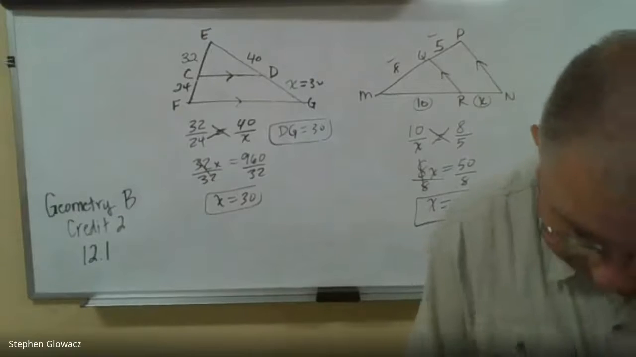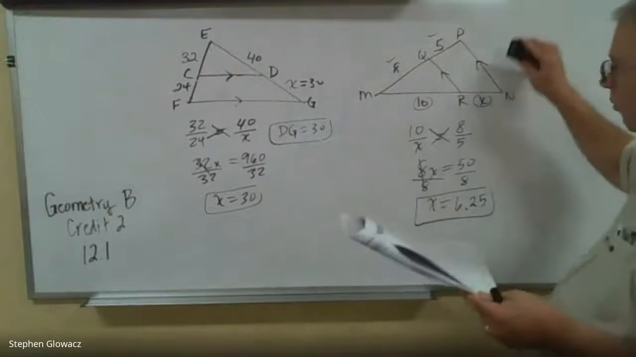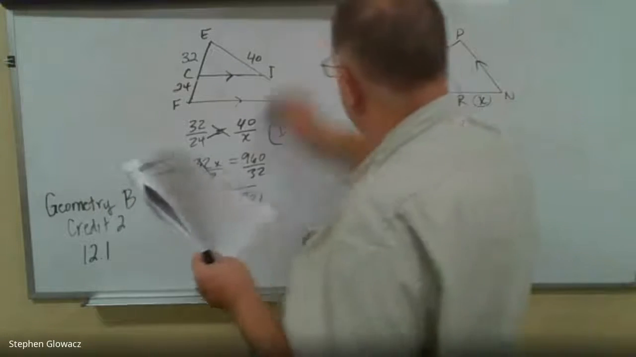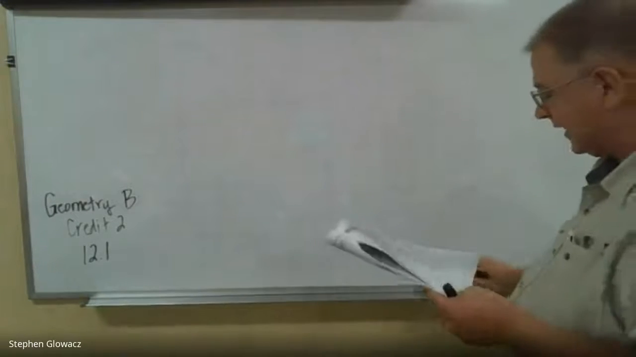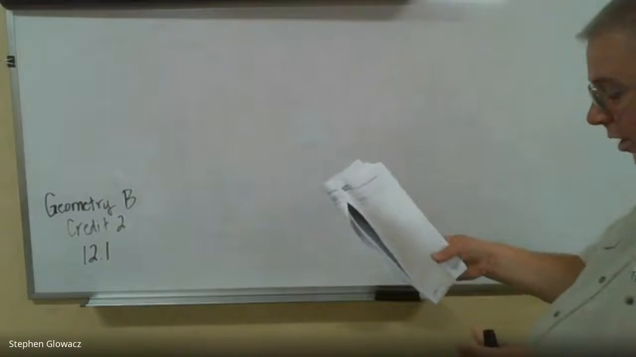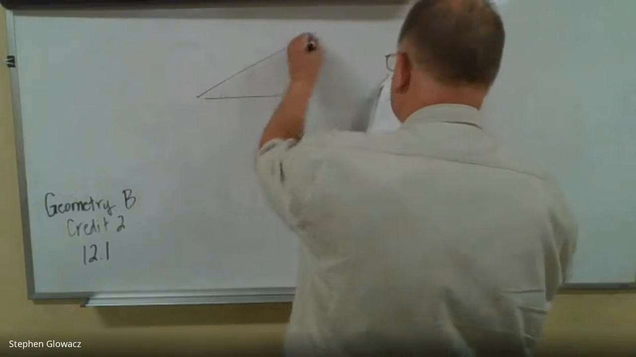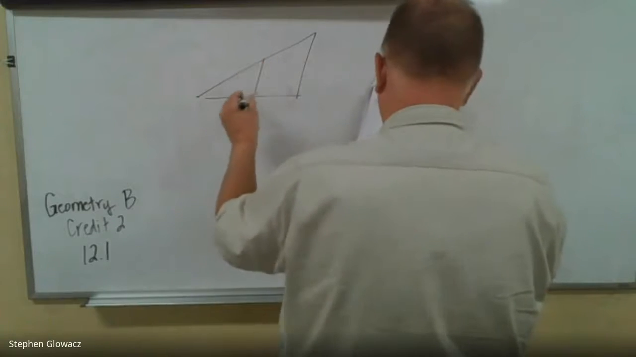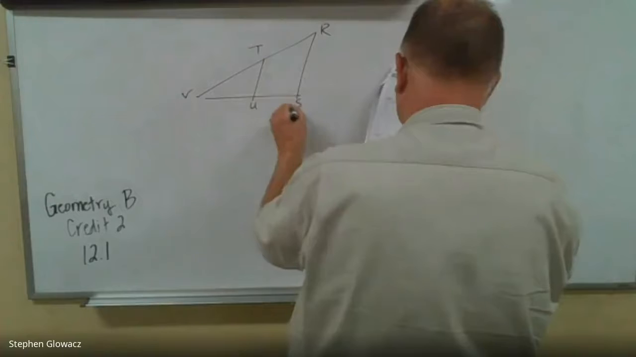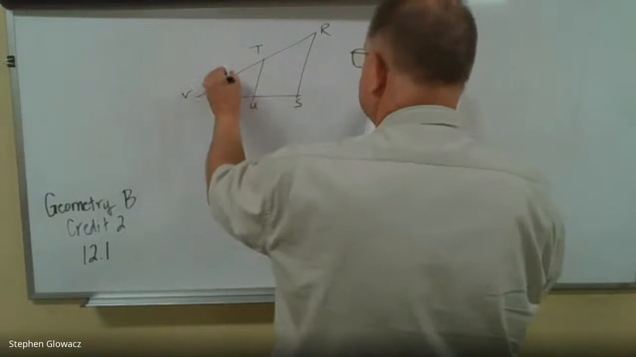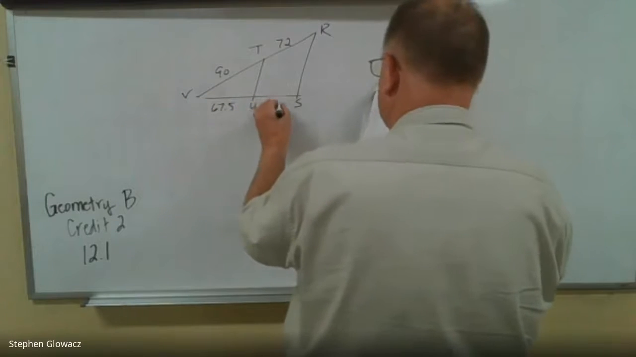All right, this is going to be a quicker video. We just have one more problem to do. And now what we're going to do is we're not going to solve for a missing side, but we're going to use the triangle proportionality theorem, in other words, what we just did, to prove two lines are parallel. So let's go over to the bottom of page 33, and let's go ahead and draw this here. We have V, T, R, and U and S here. We've got 90 and 72, and 67.5 and 54.